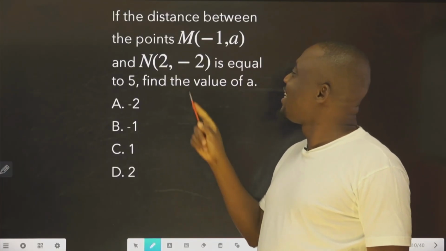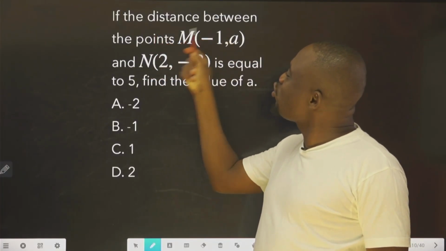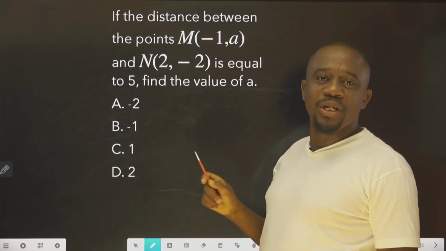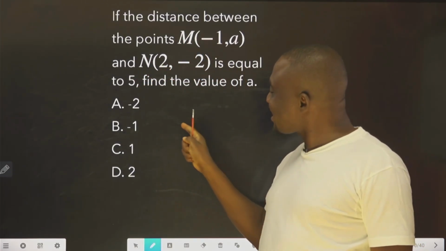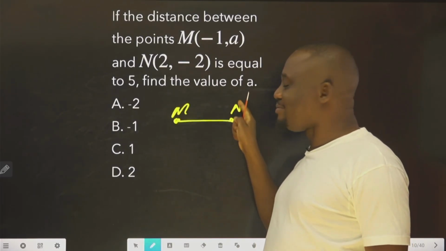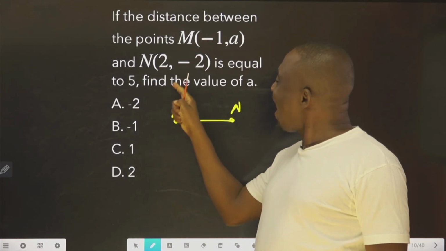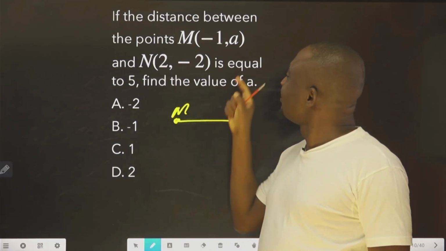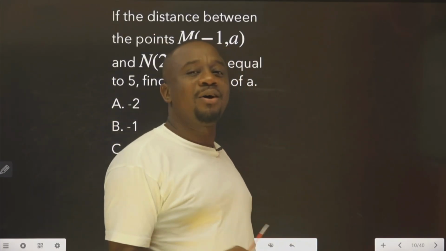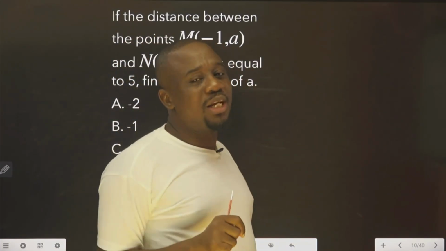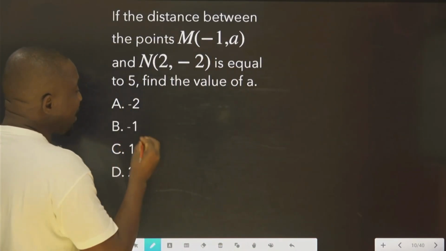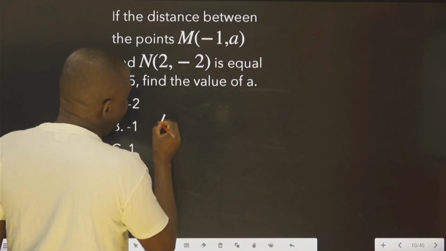Let's look at this. It says, if the distance between the points, this point and this point, that is M and N, the distance between them. So this is M, this is N. It said find the value of A. This A. What will help you here is to recall the distance formula. That's what will help here, nothing else. The distance formula simply says, for this one now, M and N, right?